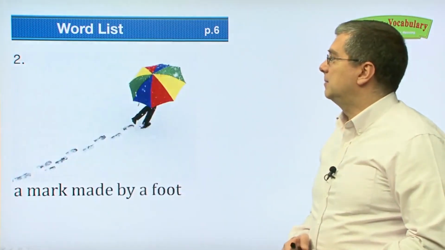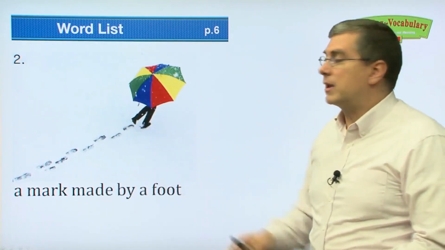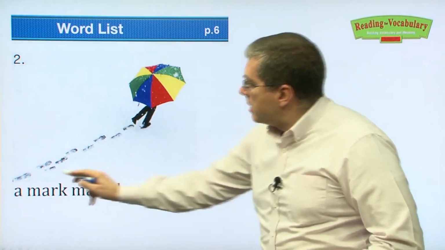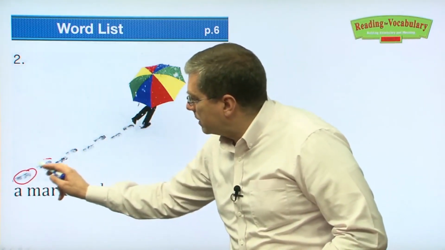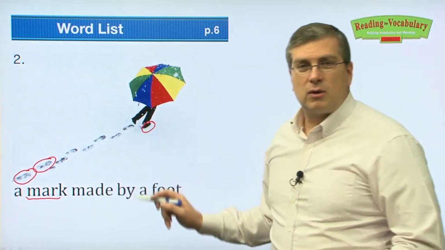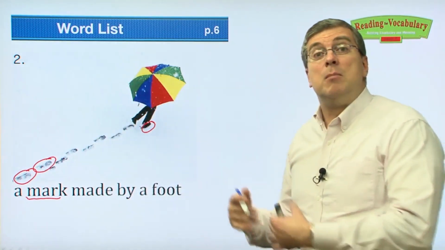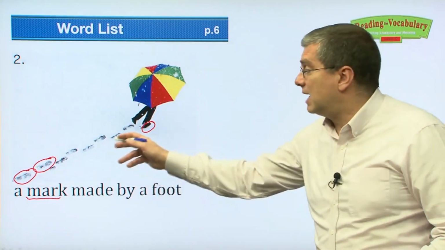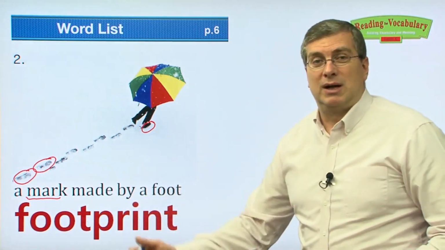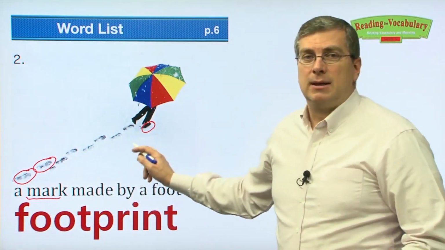A hot place with a lot of plants. Jungle. Okay, next one. Oh, this is the opposite of a jungle, right? It's very cold. There's a lot of snow on the ground. But look at what happens when somebody walks across the snow. They're making marks. So this word is a mark made by a foot, right? When a person or an animal is walking in the snow, in the sand, in the mud, what do they leave behind them? They leave behind them a footprint. Footprint. This person is leaving many footprints behind them.